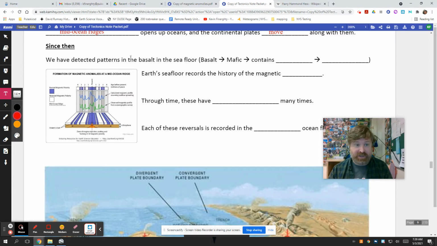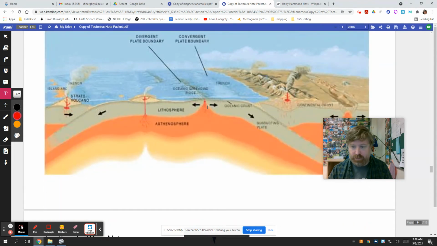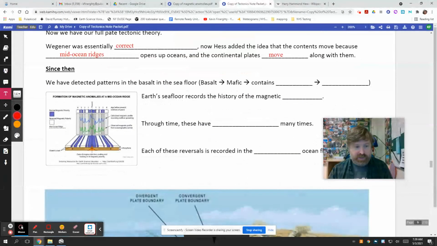So since then, we've detected these patterns in the basalt. Now, the ocean floor is basalt. It's mafic igneous rock, basalt. So it cools very quickly when it hits that cold ocean floor and forms basalt, right? A fine-grained, extrusive igneous rock on the mafic end of the spectrum. And then spreads out.